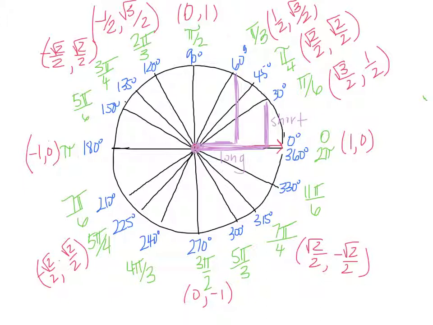150 degrees is a reflection of what angle? It's going to be 30, as 120 was 60. So what about the signs? It's going to be negative square root 3 over 2, positive 1/2. Okay, 210 is going to be the same as which one? 30 or 60? 30. Both negatives. Negative square root 3 over 2, negative 1/2.